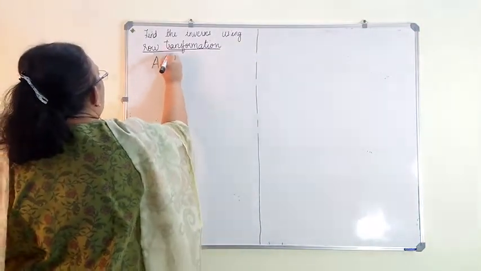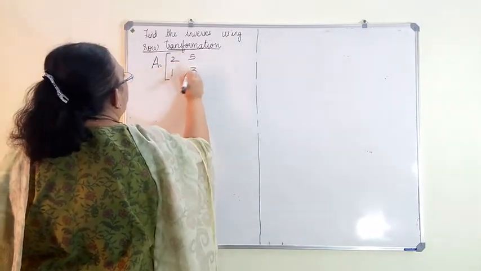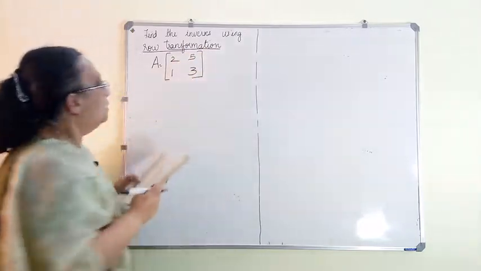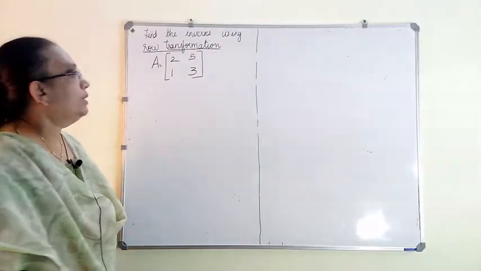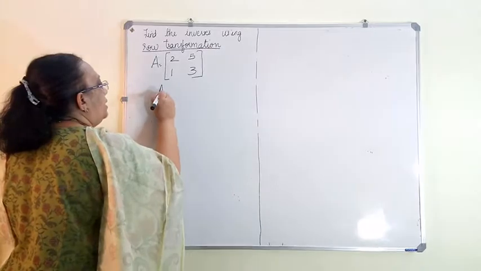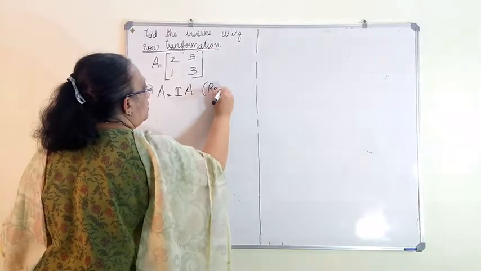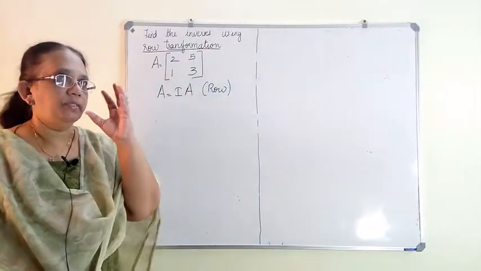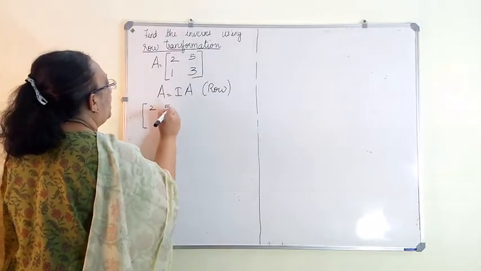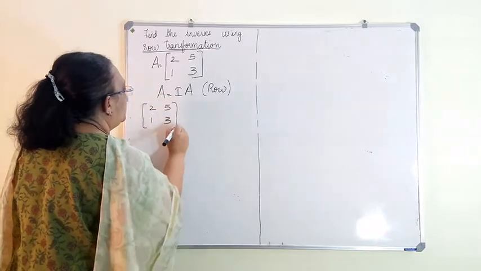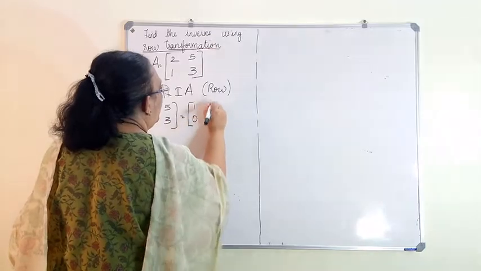A is equal to matrix 2, 5, 1, 3. You are asked to find out the inverse of this matrix using row transformation. So what is row transformation? A is equal to I into A. This is your row. Keep in mind that you are making the changes for row. That is 2, 5, 1, 3 is equal to the identity matrix 1, 0, 0, 1 into A.